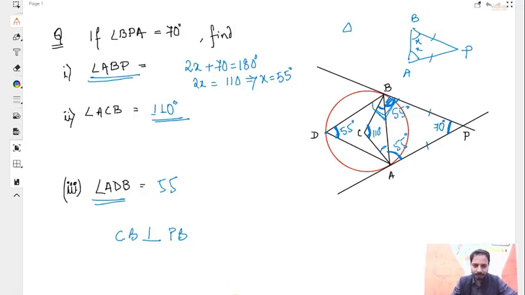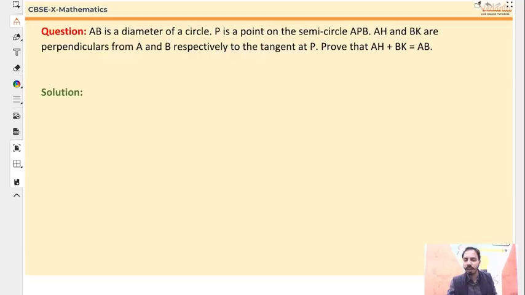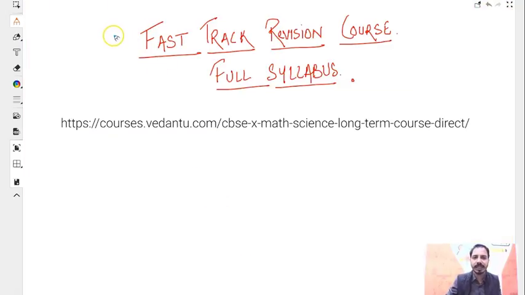Okay guys? Fine. So now, before I move on to more problem solving, from now onwards I will solve a lot of problems. Before I go for the problem solving session, let me tell you that there is a fast track revision course coming up for CBSE students, class 10.